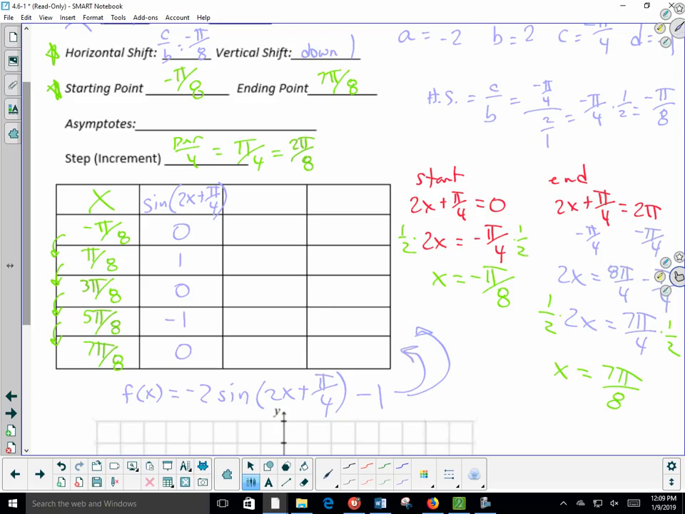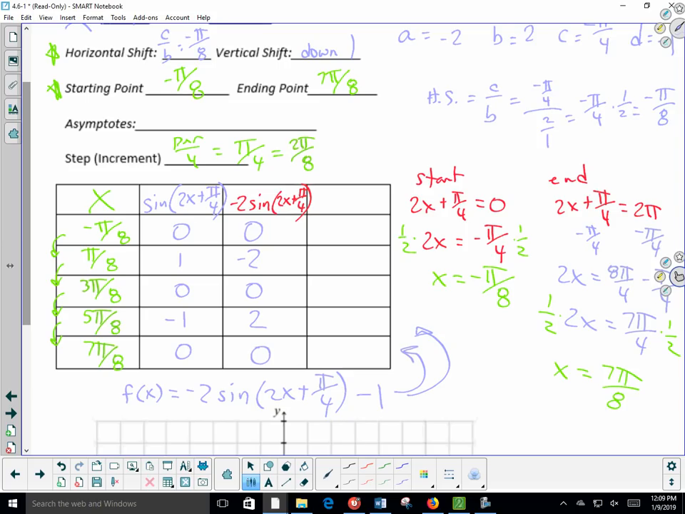And then I want to fill in, what do I need next? -2 times that is going to be my next column. So I need to multiply all of these by -2. So that gives me a 0, a -2, a 0, a +2, and a 0.